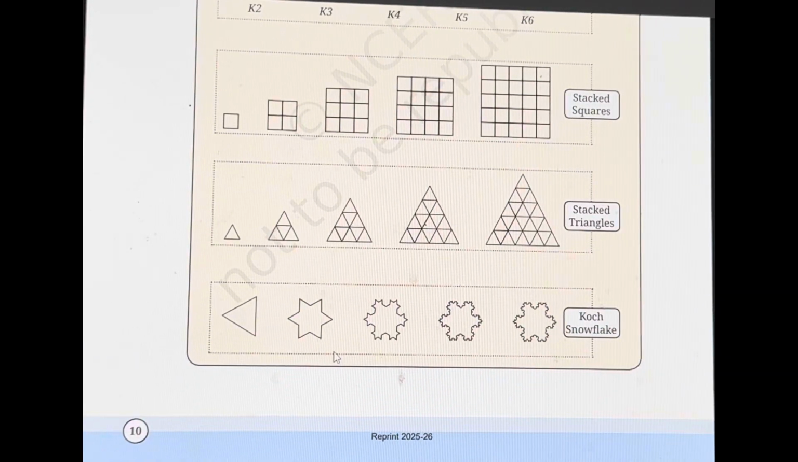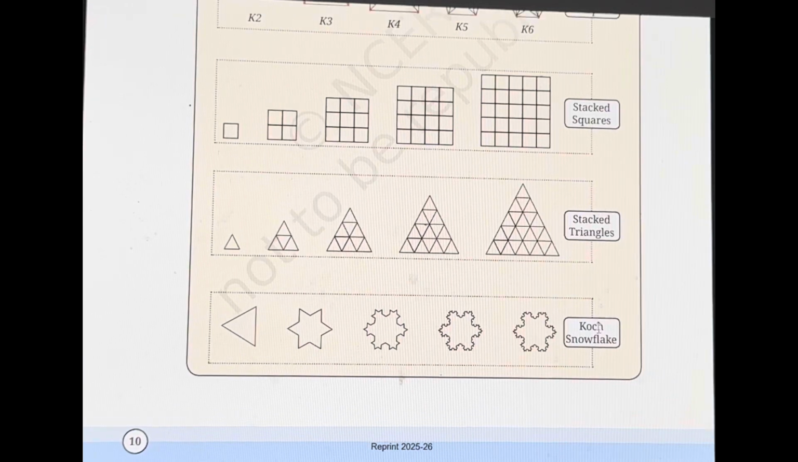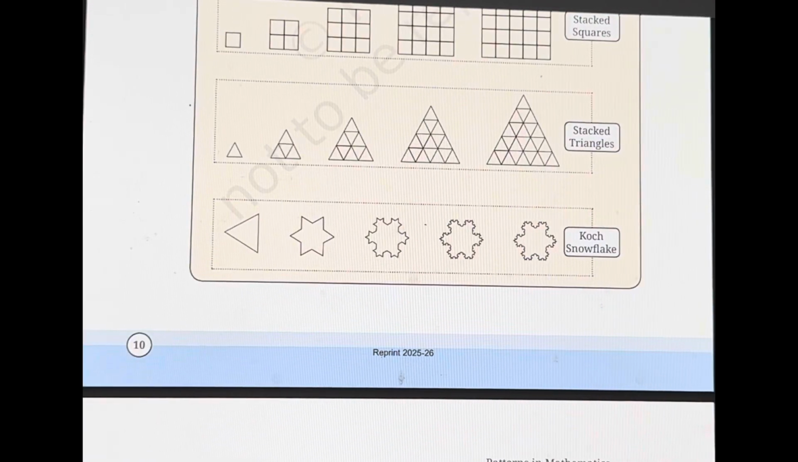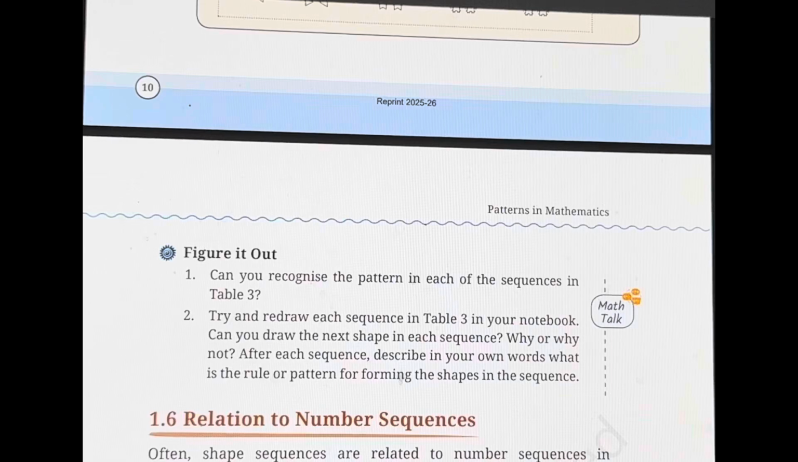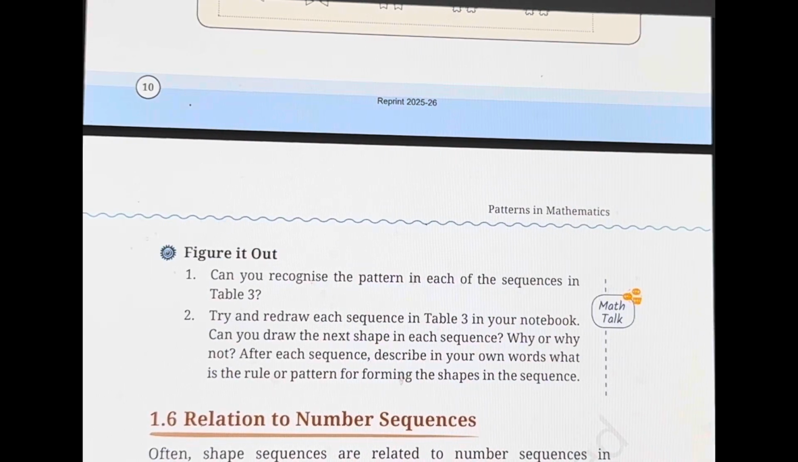Then this is the Koch snowflake. So if you see, there are 3 sides. It's a triangle. Then on each side, they have added 2 more line segments, right? Similarly, this pattern keeps growing and you get the Koch snowflake, right? So based on this table, there are some questions given which we will try to solve.